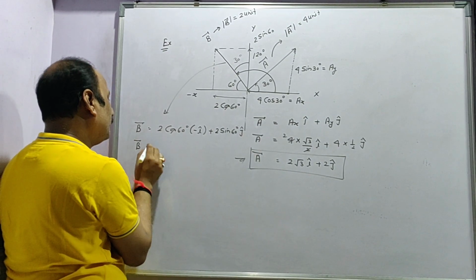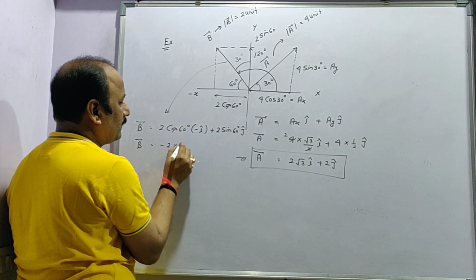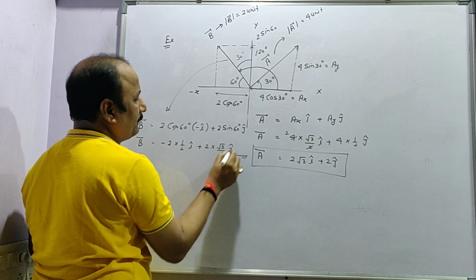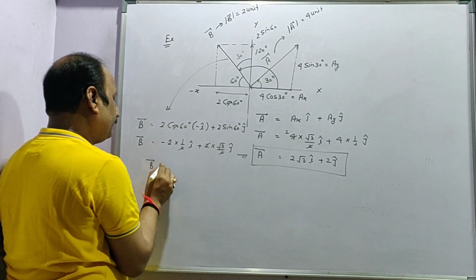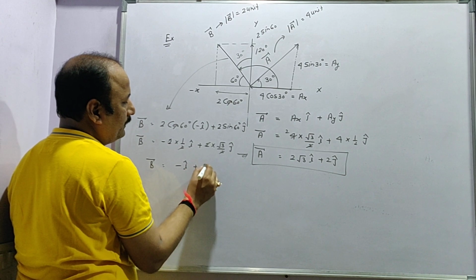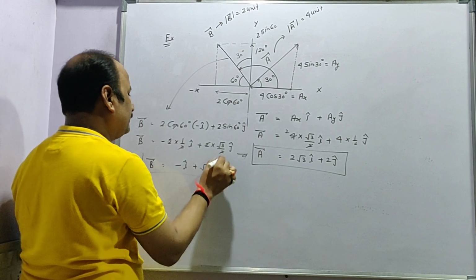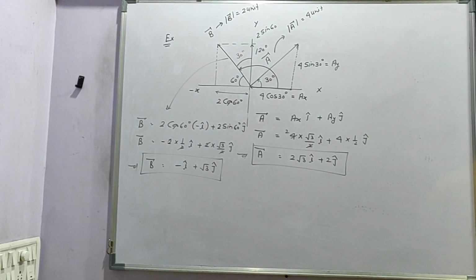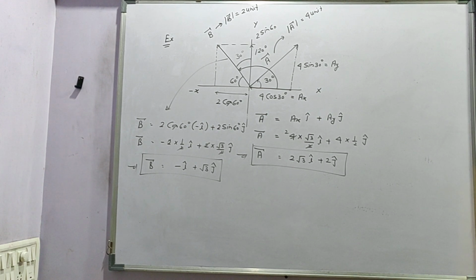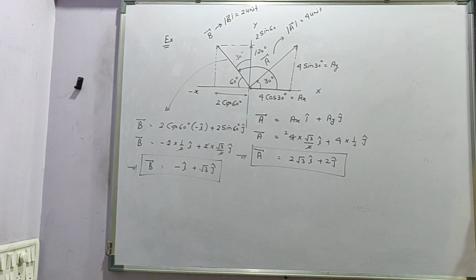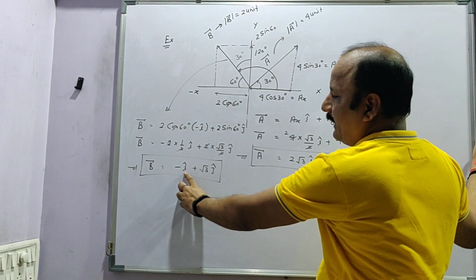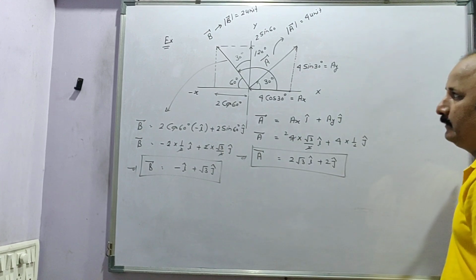So vector B in polar form can be written as minus 2 cos 60, that is half, I cap, plus 2 sin 60, that is root 3 by 2, j cap. So vector B is minus I cap plus root 3 j cap. So vector B is written in its polar form, or we can say in unit vector form. As we get the result, B vector is minus I cap plus root 3 j cap. From this result we can see this vector is located in second quadrant, x is negative and y is positive. Okay.